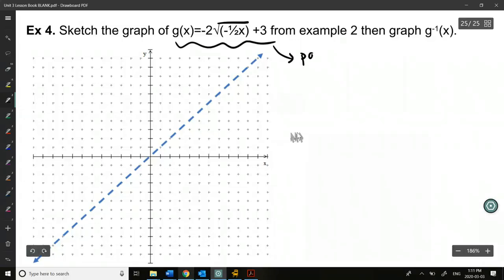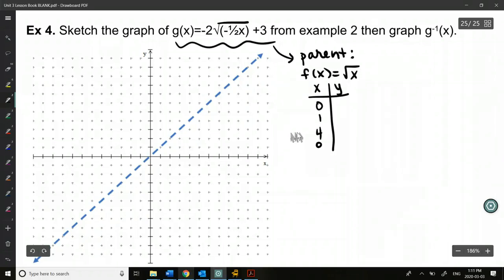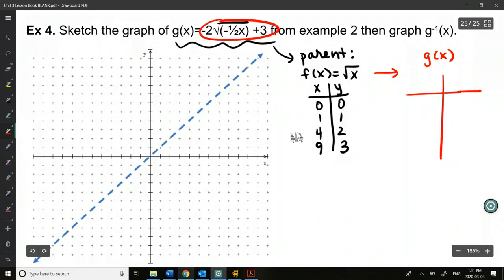So what is the parent function here? What's the most basic function? Square root of x. Okay, so let's start with the key points of the parent function. They are 0, 1, 4, 9, and 0, 1, 2, 3. And then we're going to graph g of x. So to graph g of x, we need to set up our equations. We need to identify a, k, d, c from this equation.